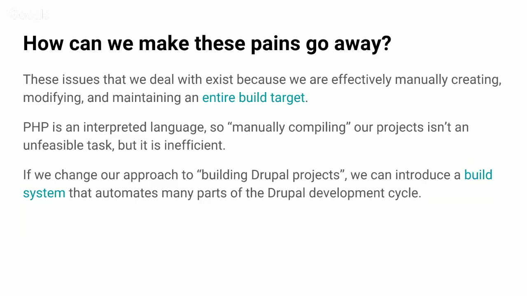It's like a C project where you have to actually compile it to machine code. But we're still effectively modifying a compiled version of a project. And if we change our approach to how we build Drupal sites, we can introduce a build system that can automate a lot of these things that we're talking about.